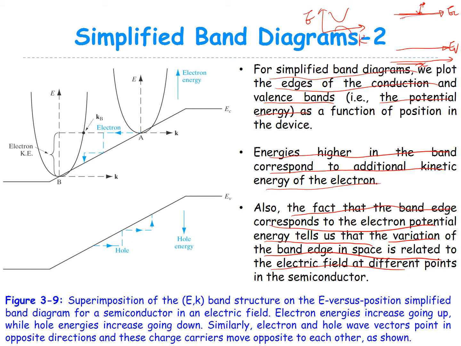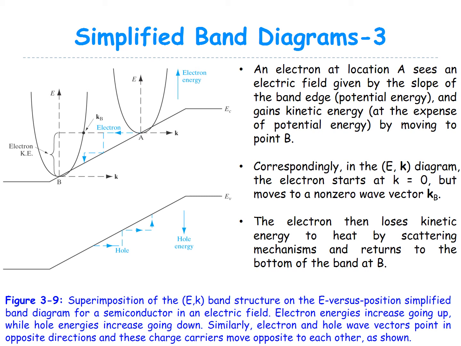So if I have a slope, it means that I have different potential energies at different positions, and that corresponds to an electric field. Remember that an electric field is a potential difference. So once I have this difference, it means I have an electric field. So you will find that electric fields are represented by slopes in the bands.